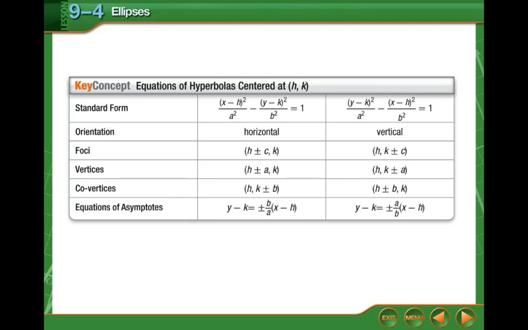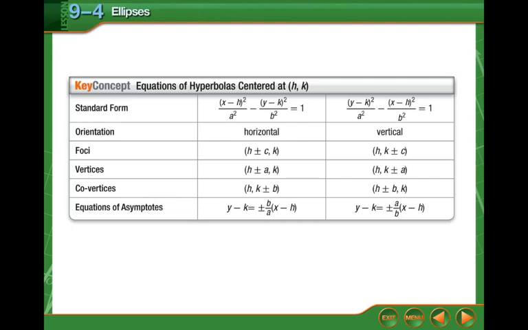So now we're going to shift gears and take a look at hyperbolas when they're not centered at the origin. So the same things apply that applied to ellipses. The focus changes by plus or minus c for the h, the vertices plus or minus a, the co-vertices plus or minus b on the k. And that's if it's horizontal. If it's vertical, they just switch to the other spot.